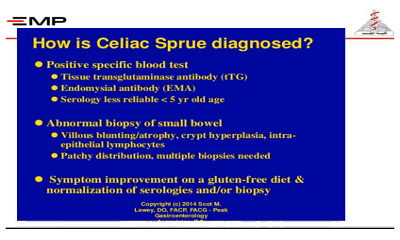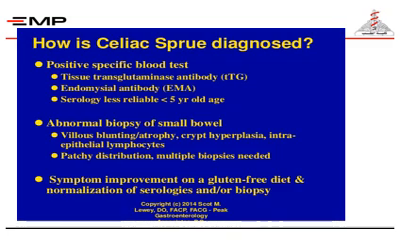Tests to confirm the celiac sprue diagnosis. First of all, a positive specific blood test like TTG, tissue transglutaminase antibody, or EMA, endomysial antibody. Serology is less reliable in babies less than 5 years old. Then the best test is an abnormal biopsy of the small bowel by endoscopy. It shows villus flattening or atrophy, crypt hyperplasia, and intraepithelial lymphocytes. The disease shows patchy distribution, so multiple biopsies are needed.